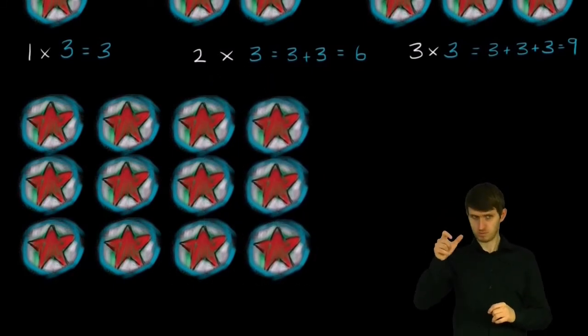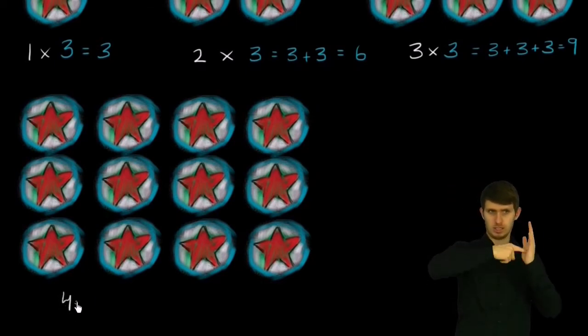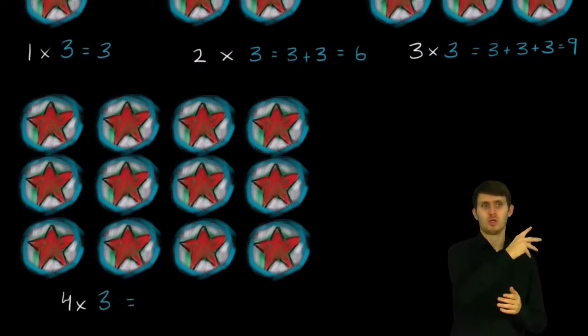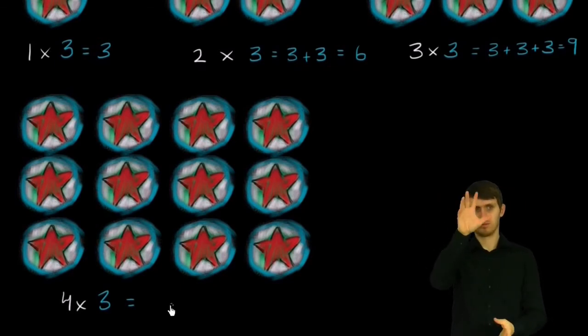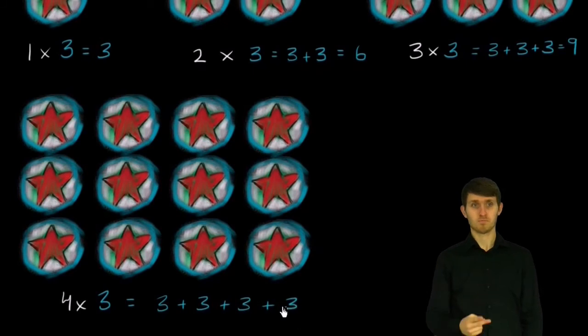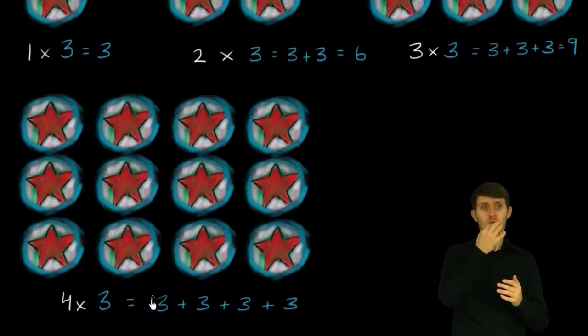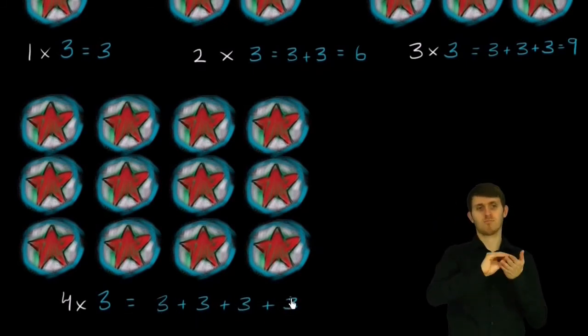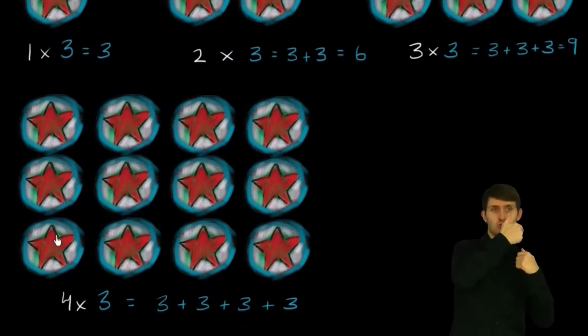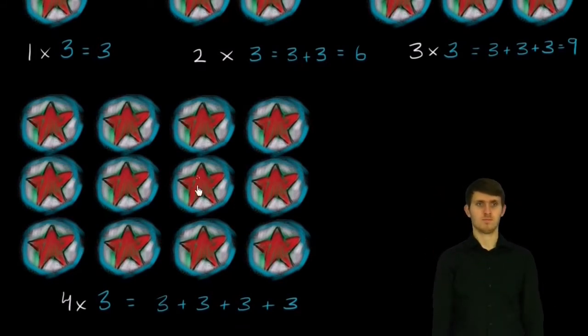We could write this down as four times three, which is the same thing as three plus three plus three plus three. Notice I have four threes. One three, two threes, three threes, four threes. So we get three, six, nine, twelve. Twelve.